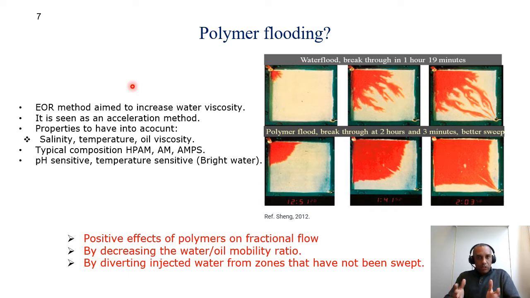So what are the positive points of injecting polymers in our oil reservoir? The positive effects are seen on the improvement of the fractional flow. We also observed a decrease in the water-oil mobility ratio. And in some cases, the polymer flood can help to divert injected water from zones that have not been swept.